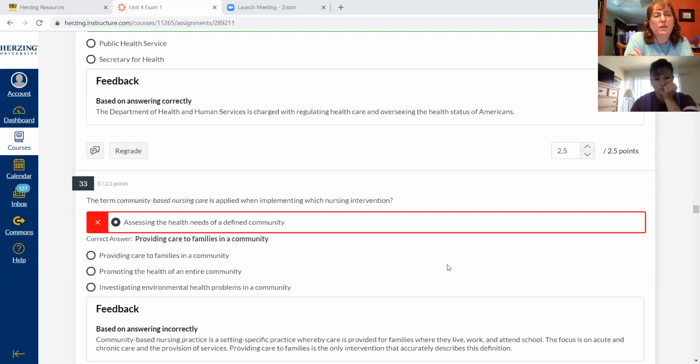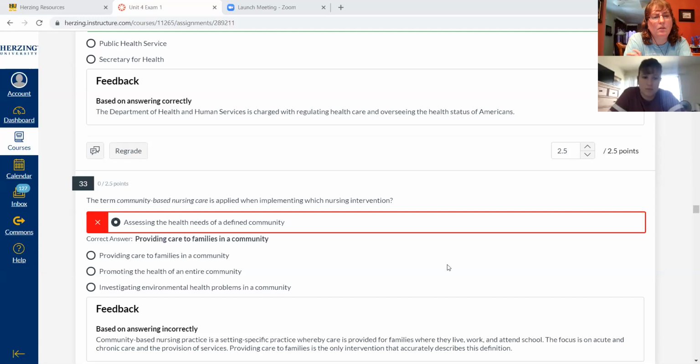All right, so when it says community-based nursing care, investigating environmental health problems in a community, no, I wouldn't pick that, because it's basically saying there's something wrong in the community they're trying to figure out. When you're giving nursing care, that's not really that. You're trying to investigate what the problem is, so that would be no. Promoting the health of an entire community. Again, what care are you giving? If it just says you're promoting the health of an entire community, that doesn't give me enough of anything. And then you put assessing the health needs of a defined community.